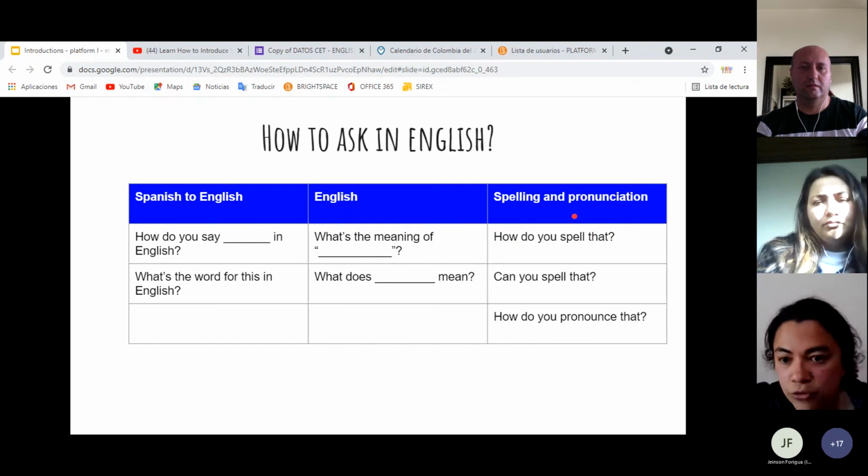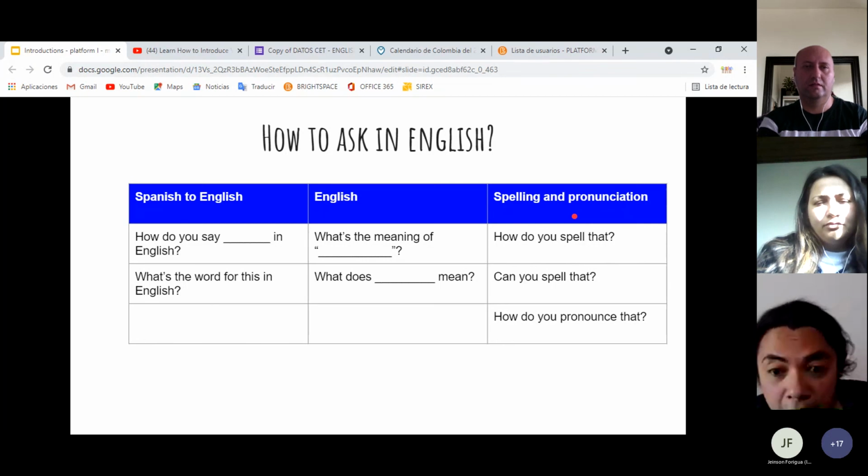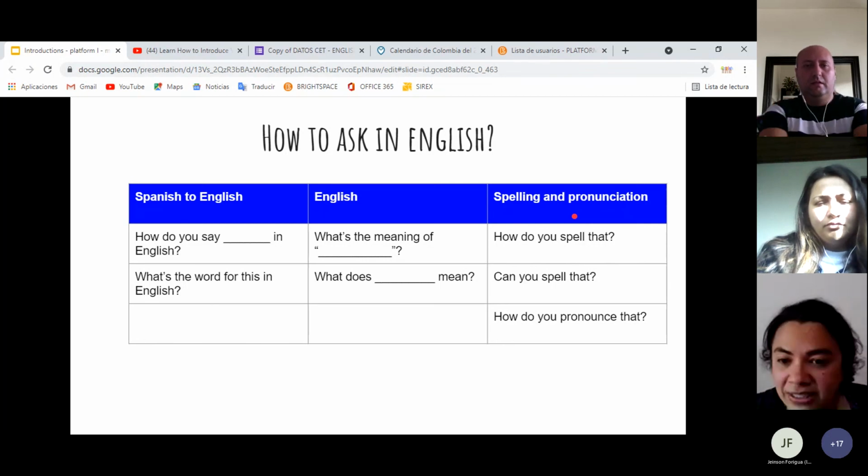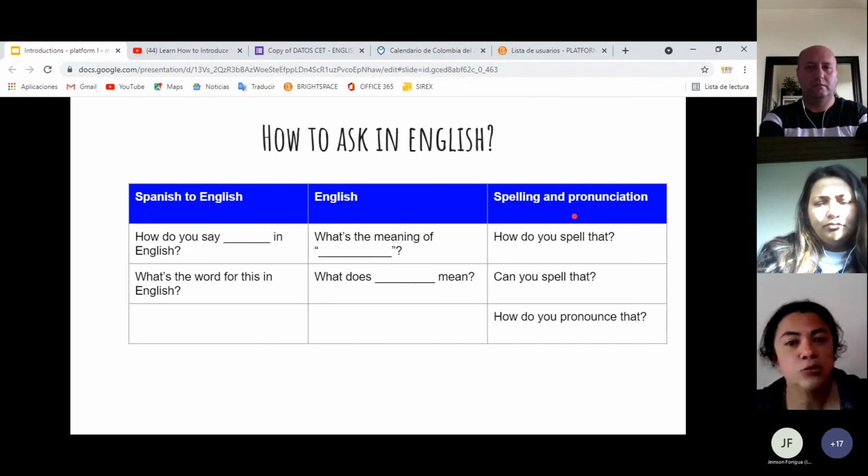Spelling and pronunciation. Remember, again, this vocabulary does not only work for the classes, it also works in everyday life conversations. If you travel to other countries a lot, if you work with bilingual people, you can use this vocabulary, not only for the class.